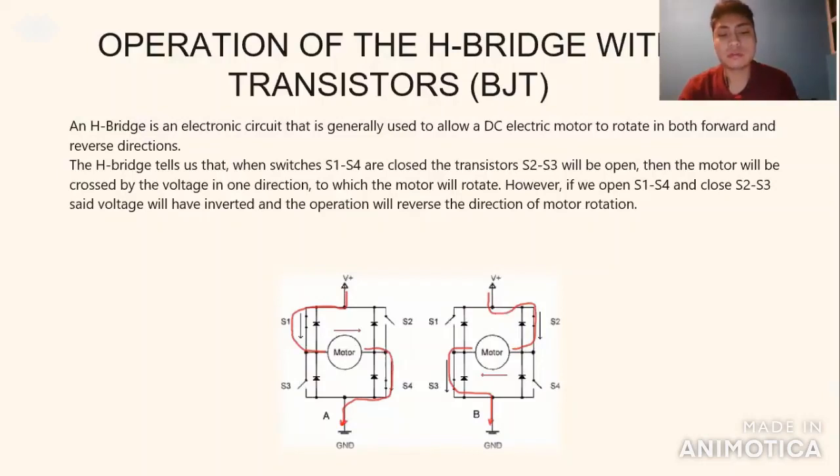The basic principle of operation of the H-bridge is that when switches AS1 and AS4 are closed, transistors AS2 and AS3 will be open. Then the motor will be crossed by the voltage in one direction, so the motor will rotate. However, if we open AS1 and AS4 and close AS2 and AS3, the voltage will be inverted and the direction of motor rotation will reverse.